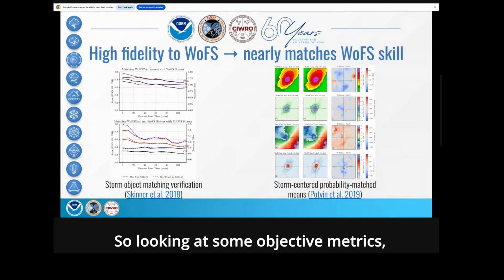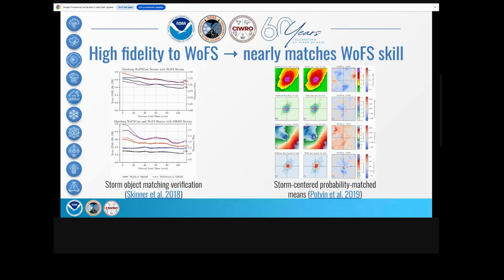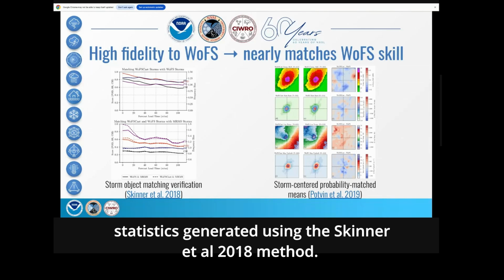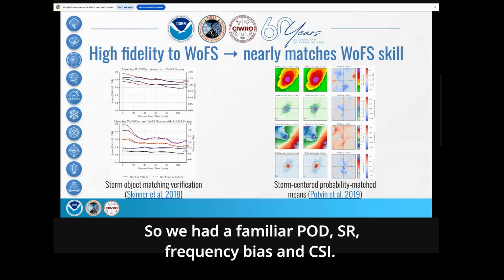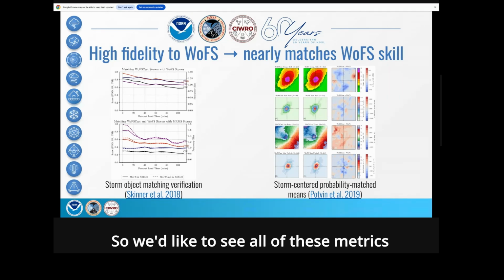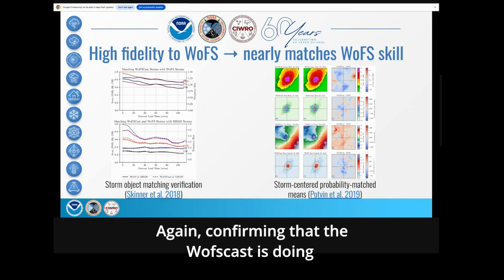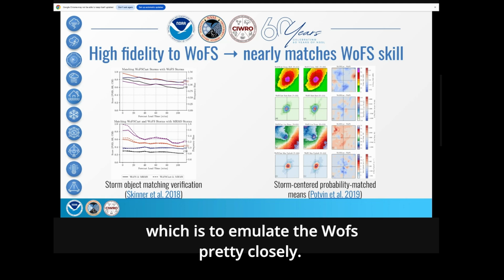So looking at some objective metrics, these are storm object matching verification statistics generated using the Skinner et al. 2018 method. So we have the familiar POD, SR, frequency bias, and CSI. On the top panel, that is matches between WoFSCast storms and WoFS. So we'd like to see all of these metrics as close to 1 as possible. And they look pretty good. Again, confirming that the WoFSCast is doing what it was trained to do, which is to emulate the WoFS pretty closely.